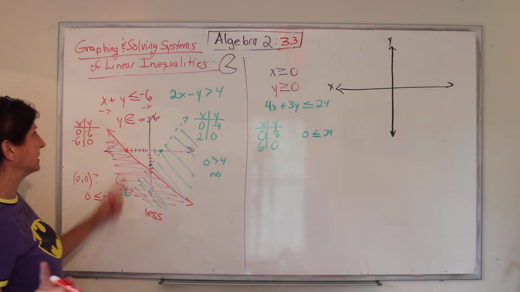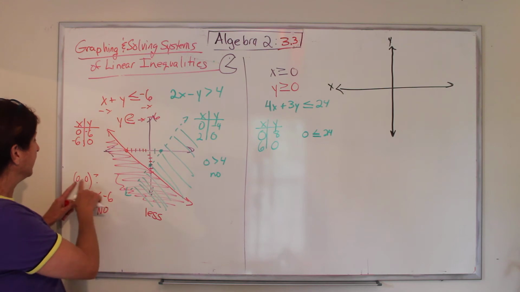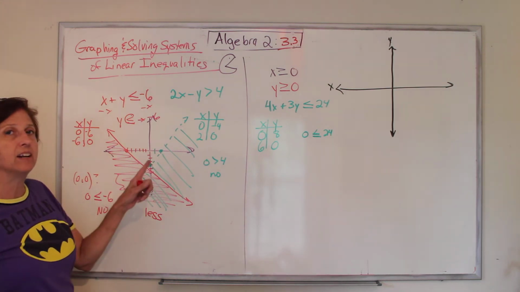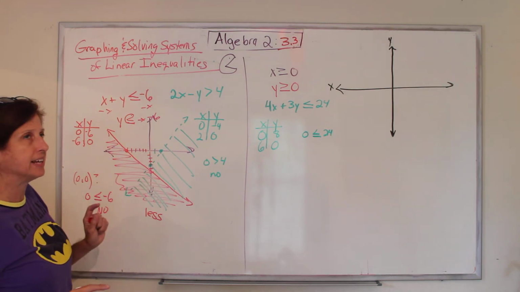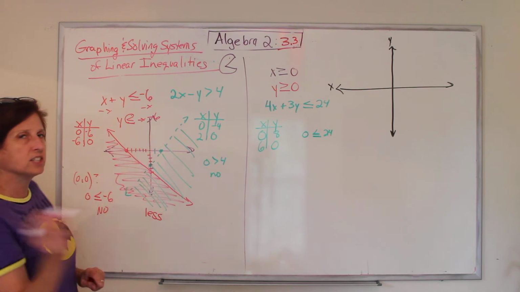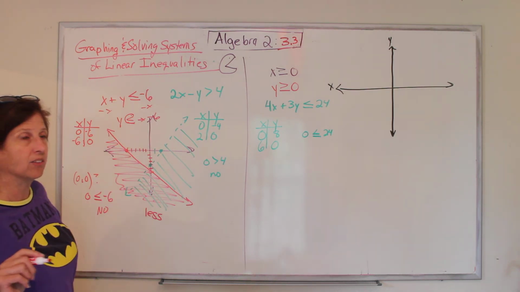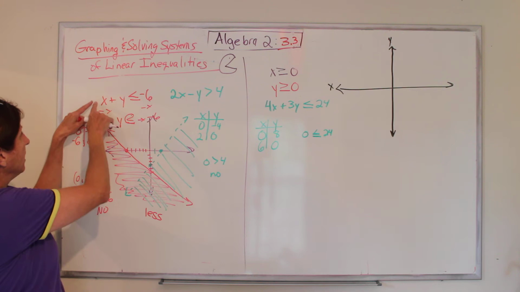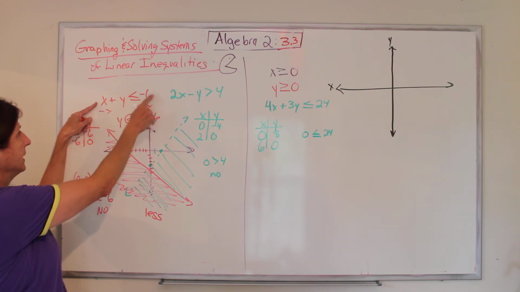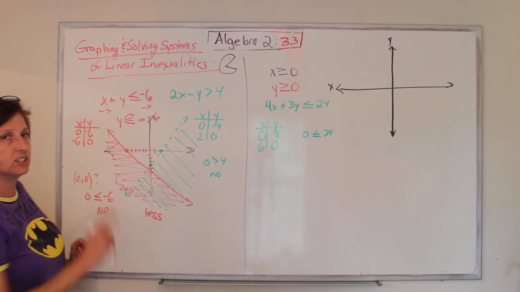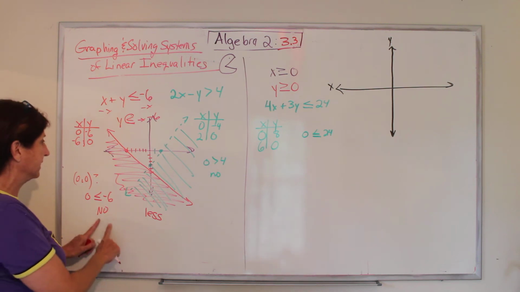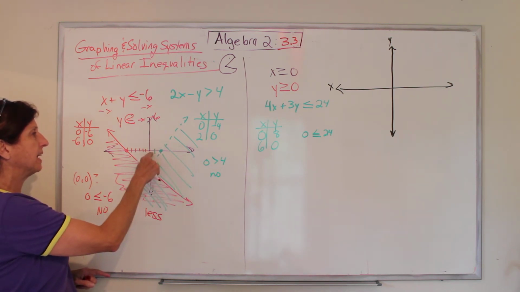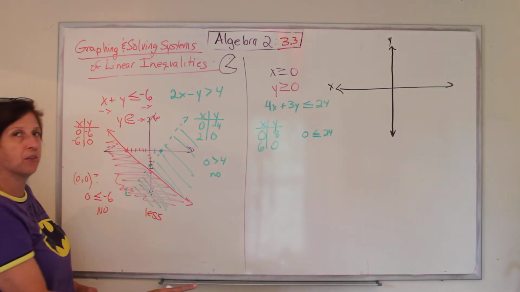The other way to do it, sometimes that's easy, sometimes it's not, is to, if there's an easily identifiable test point, you can test it. And the origin 0, 0 is clearly not on this line, so I can try it. 0 plus 0, is it less than or equal to negative 6? No, 0 is more than negative 6, so I don't color the side with 0, 0, I color the other side.